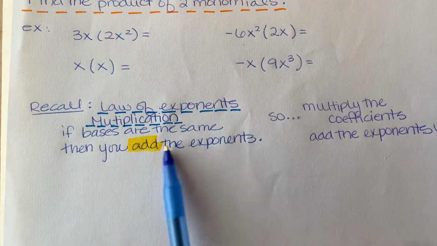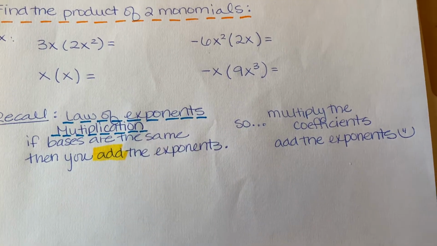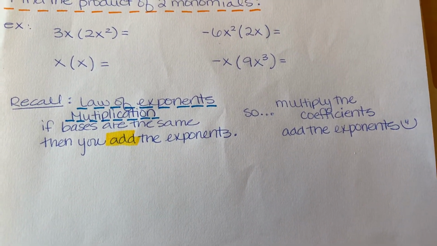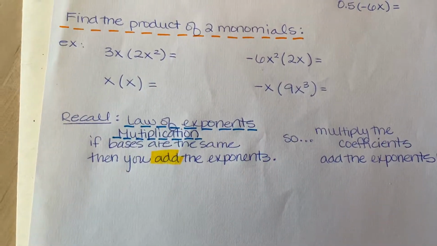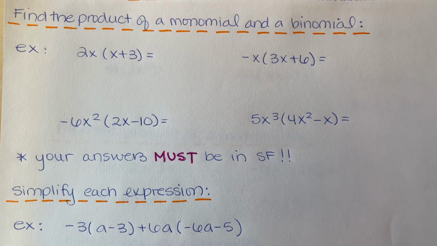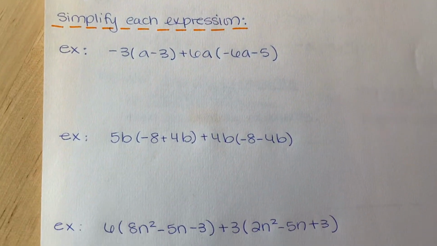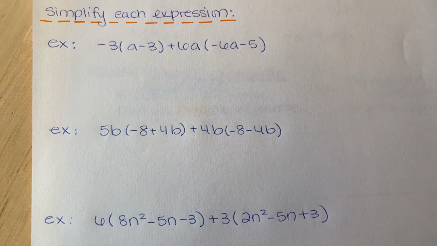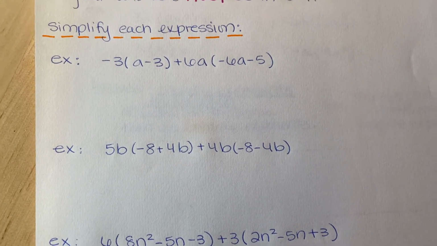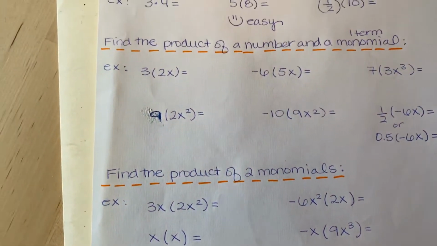And then there's a little bit of recall for your Law of Exponents that you went over in middle school, integrated math 1, somewhere around there. And then we're going to get into find the product of a monomial times a binomial, and then simplify each expression, which is the next batch of that assignment that you did on Friday with the left column. We're now moving on into the right column, okay? All right, so here we go.